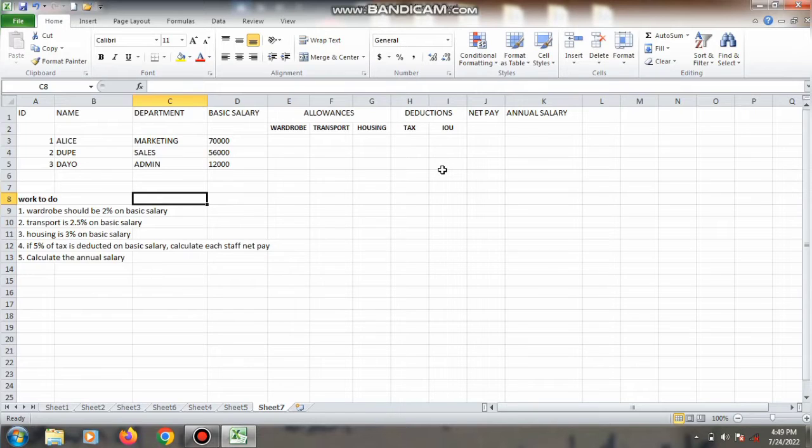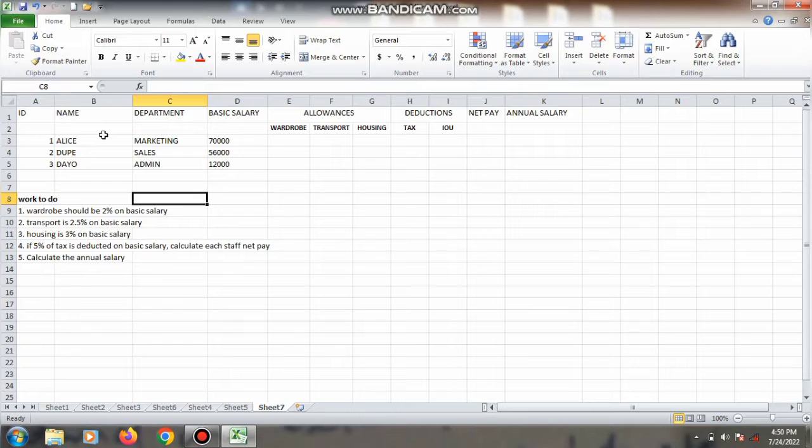Now look at the data in front of me. As you could see, I'm using just 3 staff: the marketing staff, the sales, and the admin, and their basic salary is 70,000. But how much will they be taking away at the end of every month apart from this 70,000 naira? That is just what we quickly want to calculate.